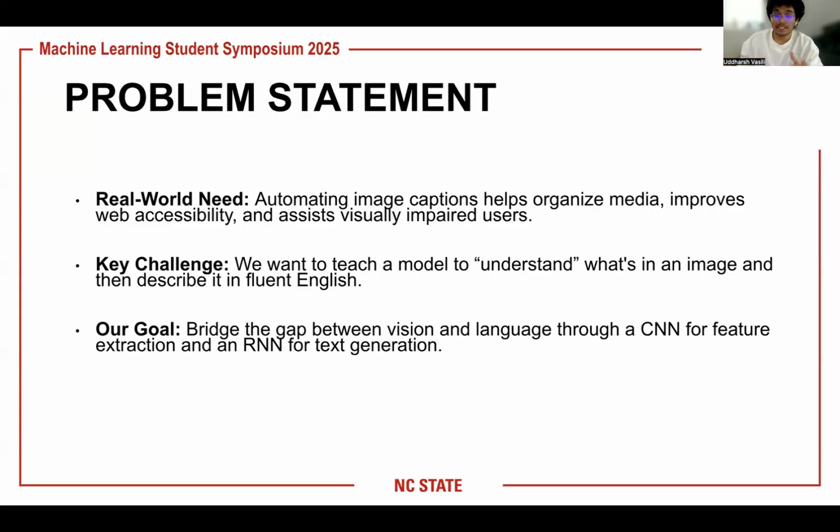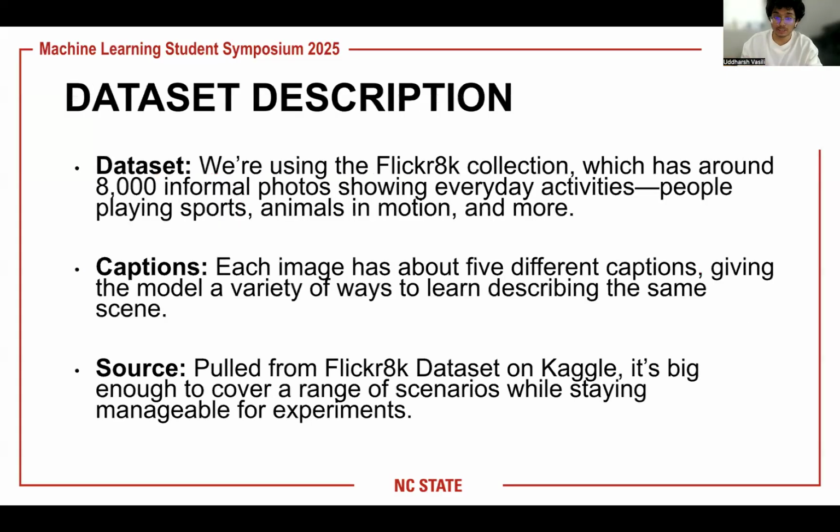Our approach combined a CNN to extract features from the images and an RNN to generate captions, bridging the gap between vision and language. Talking briefly about the dataset, we used the Flickr 8K dataset, which includes about 8,000 real-world photos of people playing sports, animals in action, and more. Each image comes with five different captions, which helps our model learn language variation. It's compact enough for experiments while still capturing a variety of scenarios.